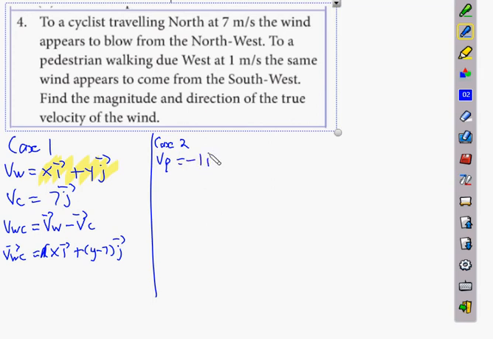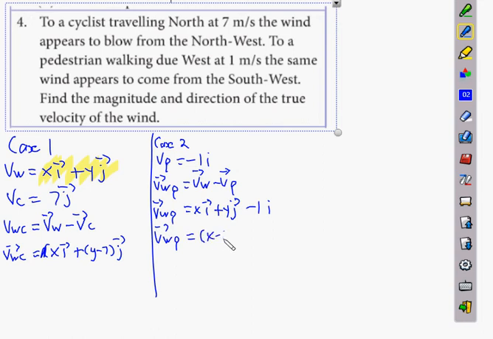And then the velocity of the wind relative to the pedestrian is Vw minus Vp. What you're going to get there is VWP equals xi plus yj minus 1i, and what we're going to get then is the velocity of wind relative to pedestrian is going to be x minus 1i plus yj.